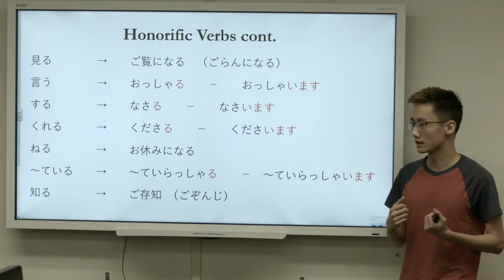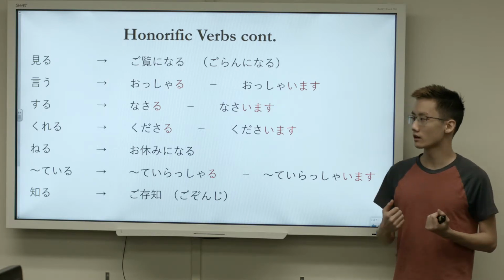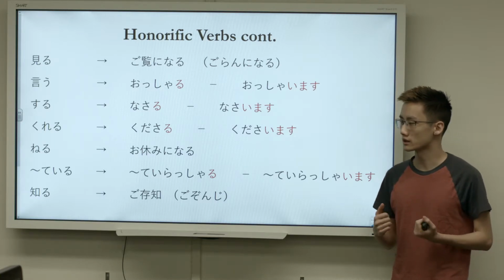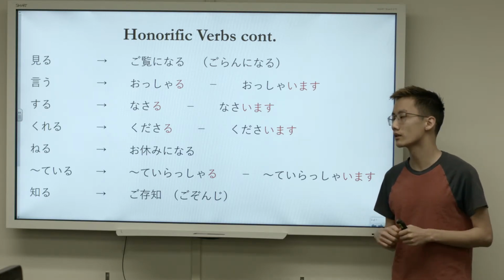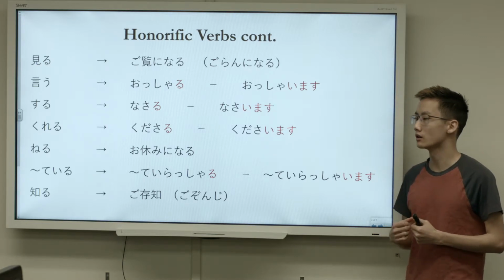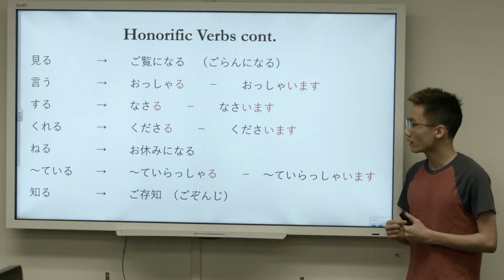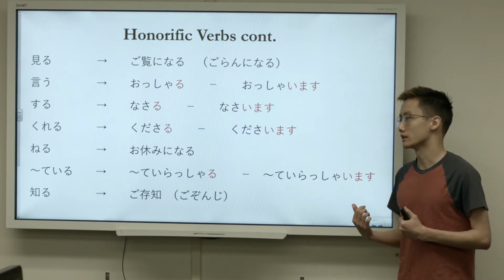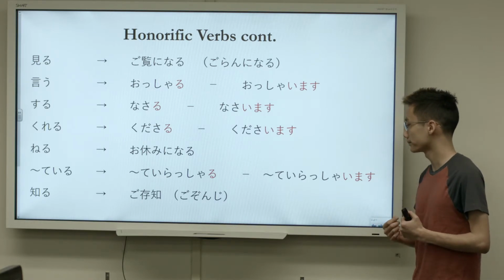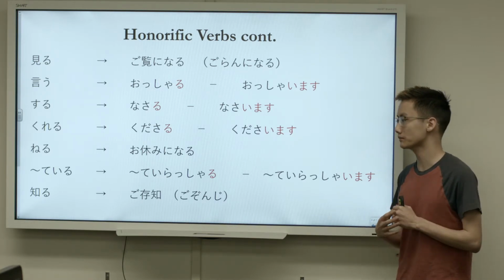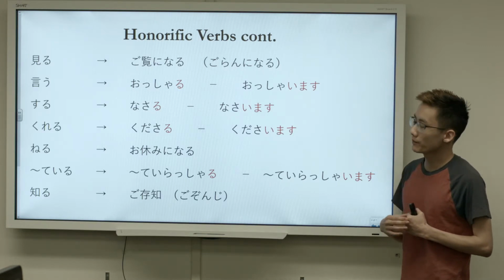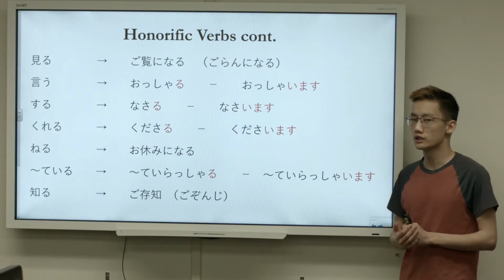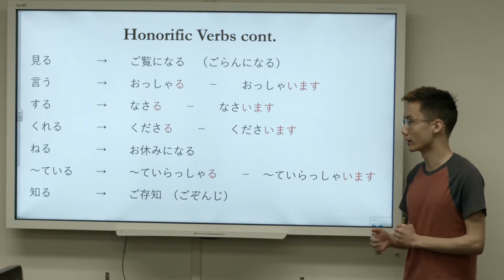For suru, it becomes nasaru, which is also irregular, so it becomes nasaimasu. For kureru, it becomes kudasaru, or kudasaimasu. For neru, it becomes oyasumi ni naru. For teiru, similar to iru previously, it becomes teirasharu, or teirashaimasu. And shiru is very irregular. It becomes gozonji, and gozonji is actually a noun, so you would say gozonji desu.